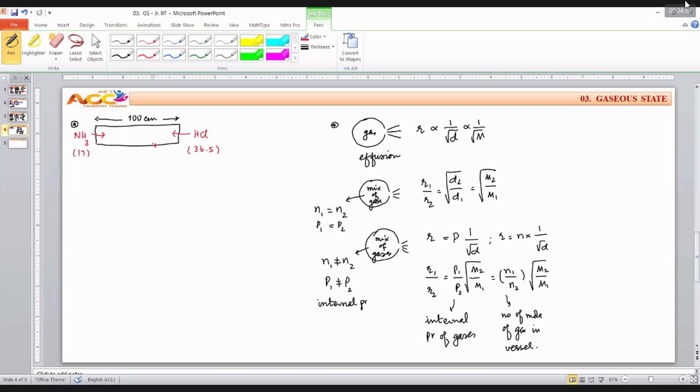Are you able to understand? Thus, they are meeting at point P. This meeting point P will be away from ammonia and close to HCl, right? And suppose he asks you what happens here. At this meeting point, there is a formation of a substance known as ammonium chloride. Ammonium chloride appears as white dense fumes.